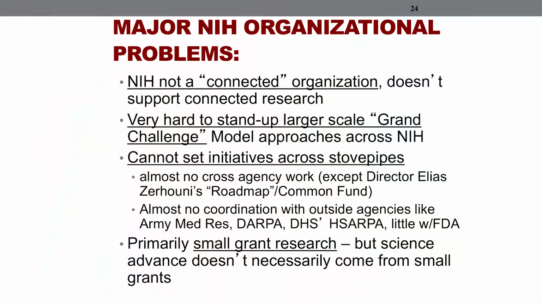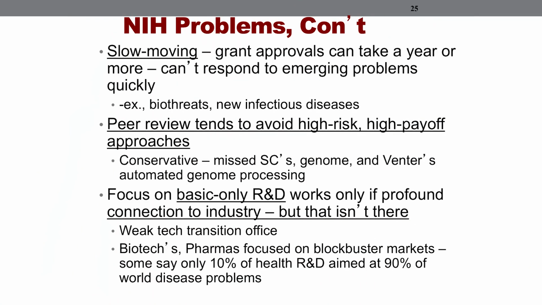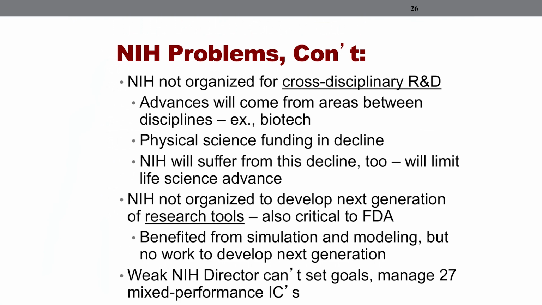NIH is primarily small grant research and lacks the capability to set up initiatives across the stovepipes, as we've talked about before. It tends to be fairly slow moving. There's a risk in peer review of avoiding high-risk, high-payoff approaches. There are limited connections to industry. In other words, that translational research effect is hard to do at NIH, although Collins, who's the current director of NIH, has worked on creating a special translational medicine institute designed to address that problem. So NIH has been taking steps on these.